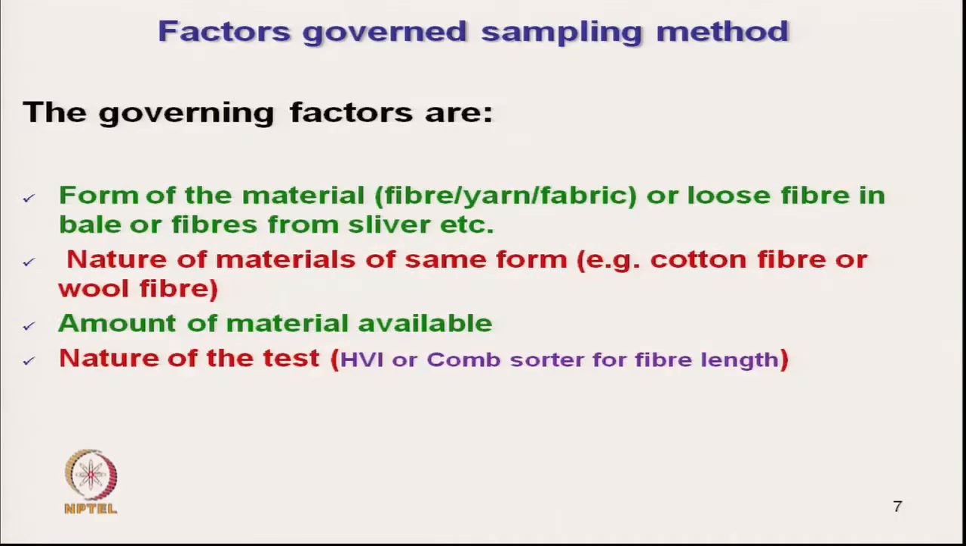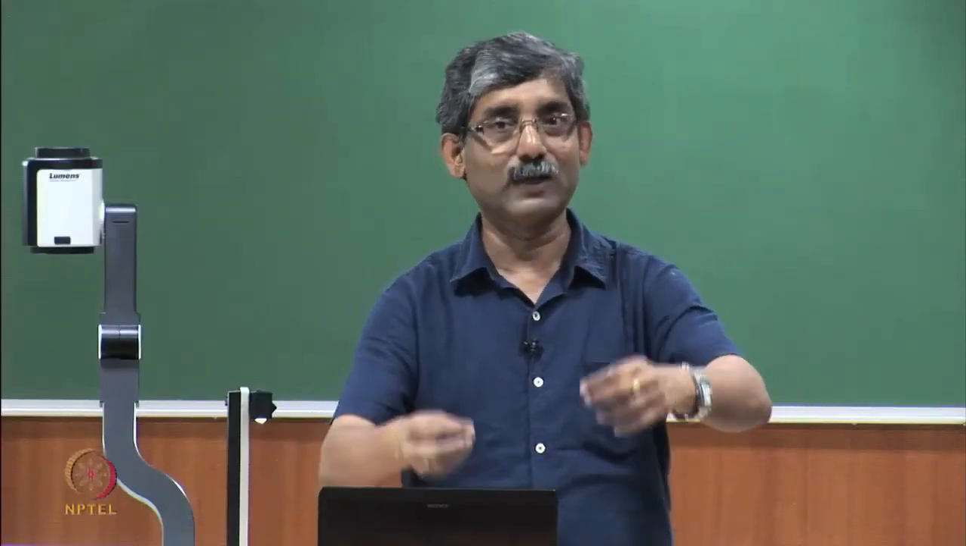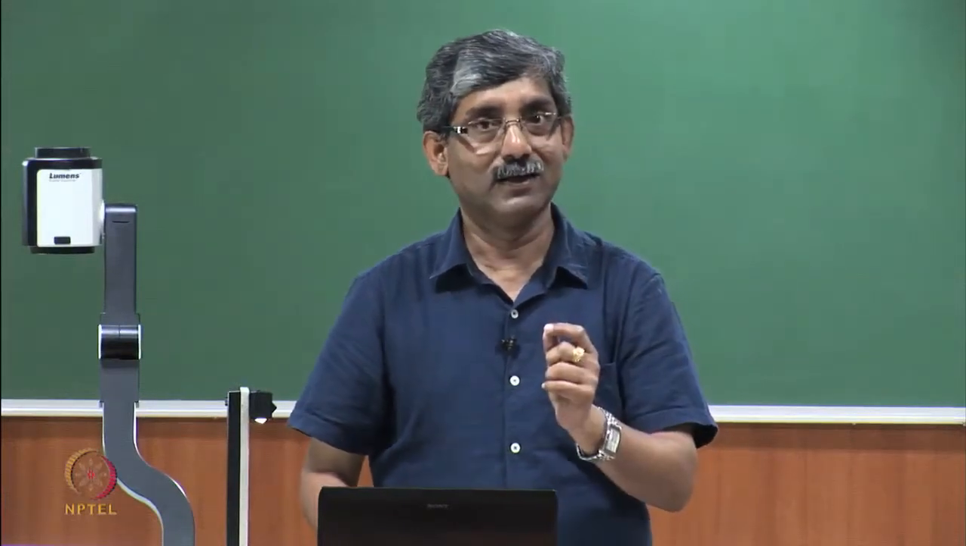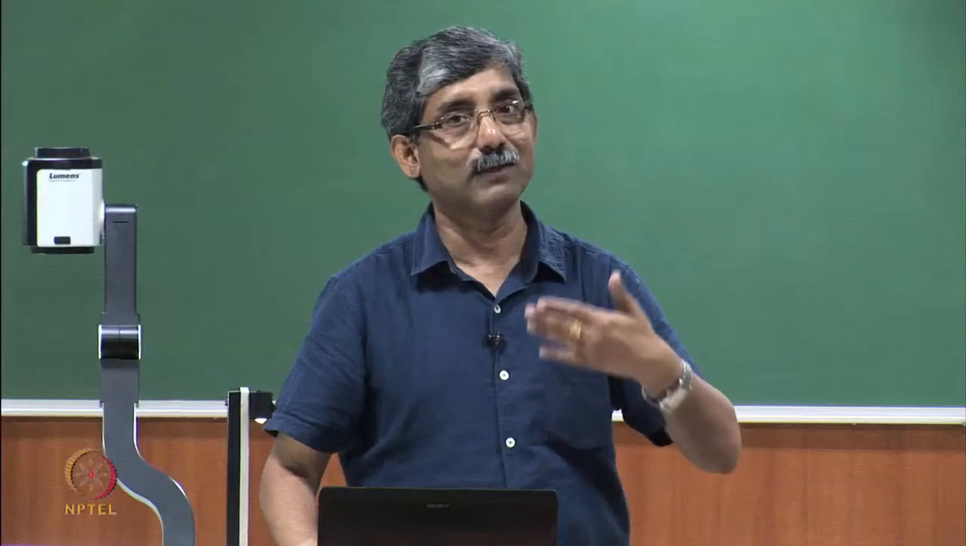Nature of test. Based on the nature of the test, we have to adopt different sampling techniques. Like a high volume instrument where you need a sufficient quantity of material. In that case, you can take a different sampling technique. Then if we need, say, single fiber length measurement, we have to adopt a different sampling technique. Then, type of test instrument. Whether we are going for a slow method or a very fast method, or different types of methods for the same parameter, like HVI test or comb sorter. So, for different test methods and test instruments, we have to sample differently.